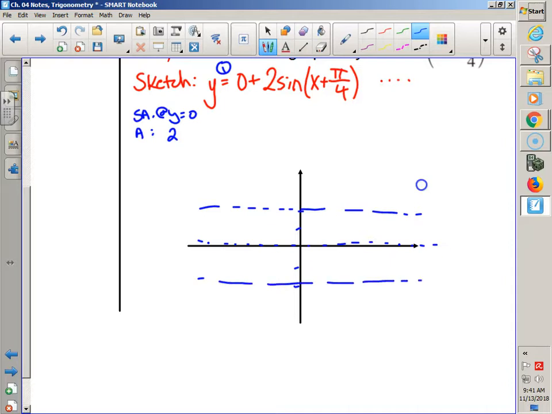Remember this? Get our handwriting lines. Now what? Yeah, phase shift, right? Where's my initial point? Sine starts in the middle. Good. So 0 and negative pi over 4, right? Didn't that move left pi over 4?